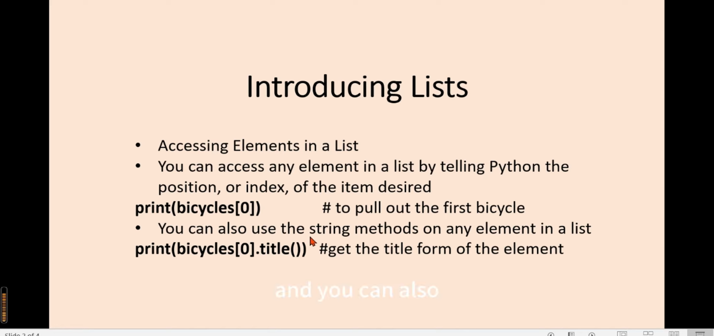And you can also use a string method on an element in a list. For example, here we print out the first element of the bicycle list, but also add a method called title, which we have introduced in the earlier lectures, to print the title form of the element.